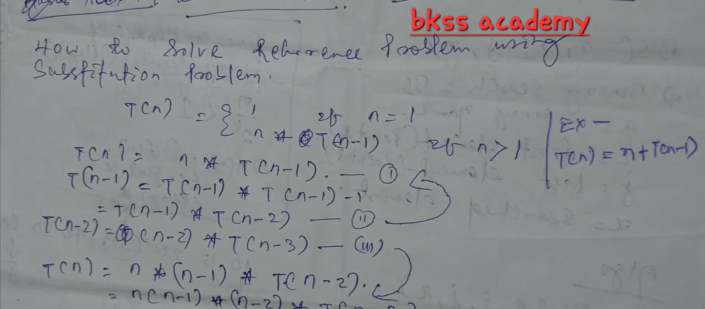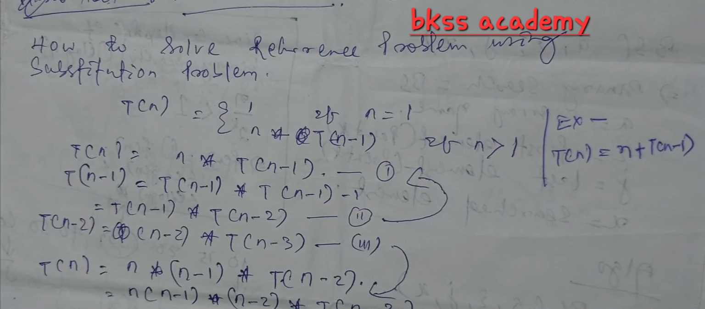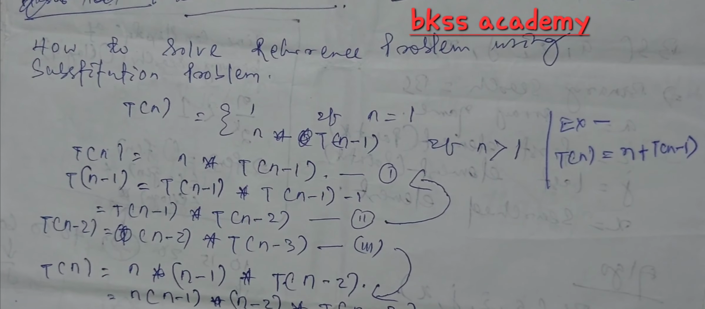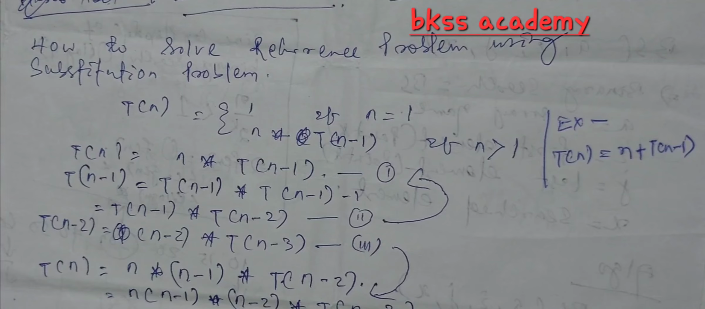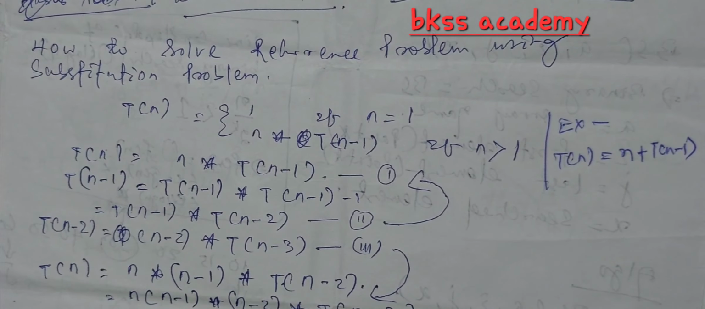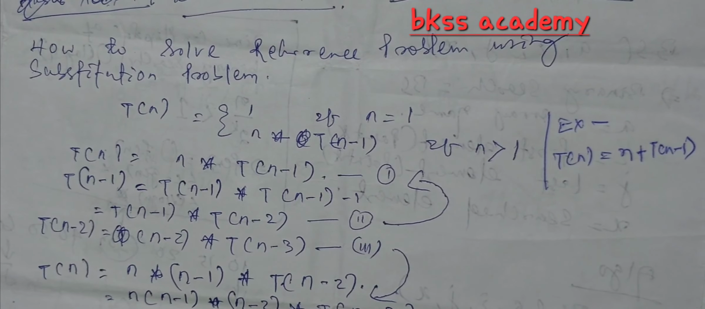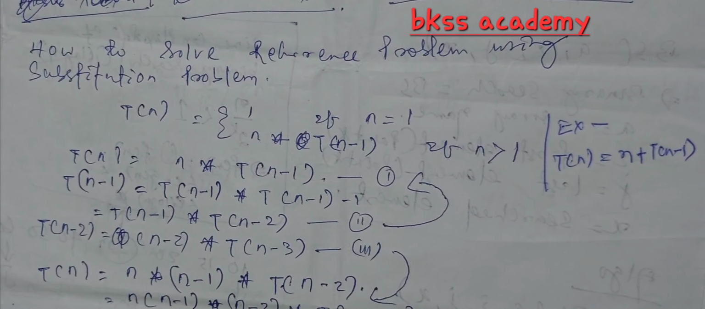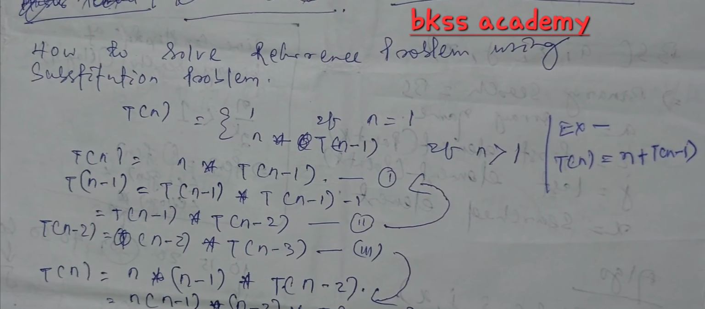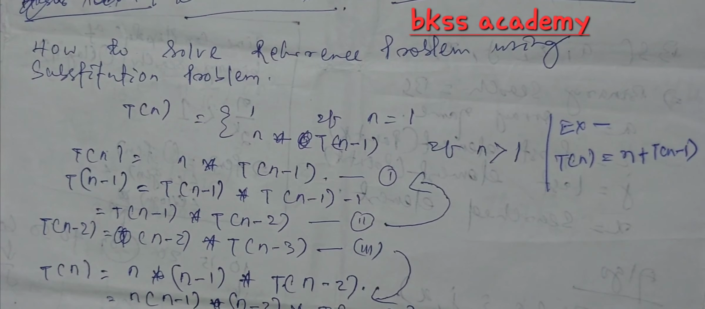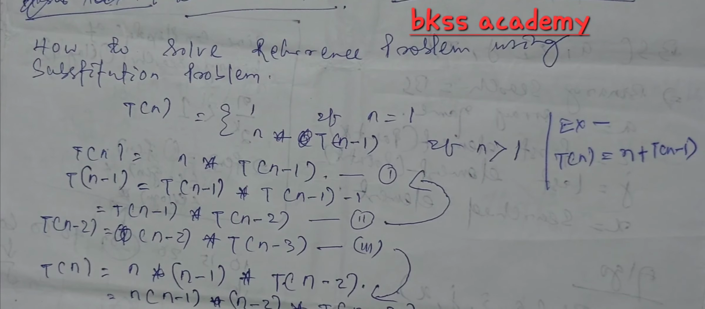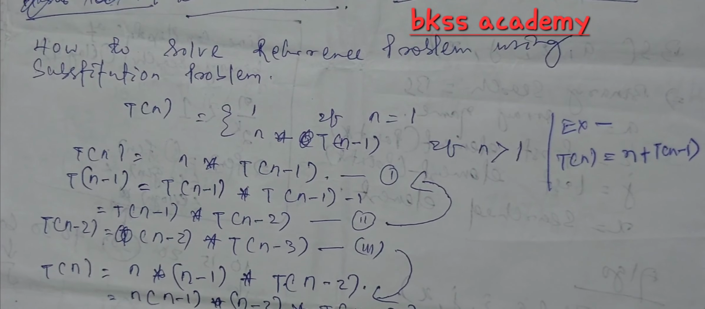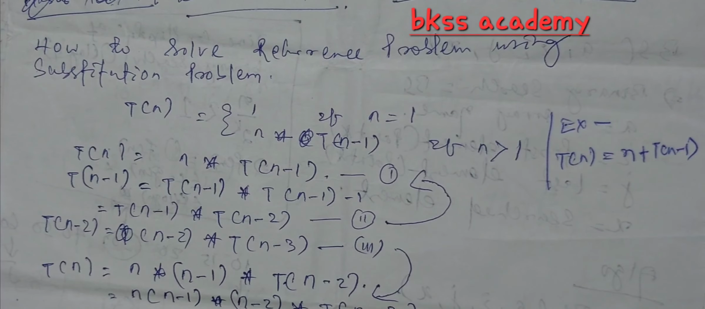My dear students, we will discuss recurrence relations and their solving techniques. As we know, there are three techniques for solving recurrence relations. One is the substitution method, next is the master theorem, and third is the recursion tree. So the first one we are discussing is the substitution method.